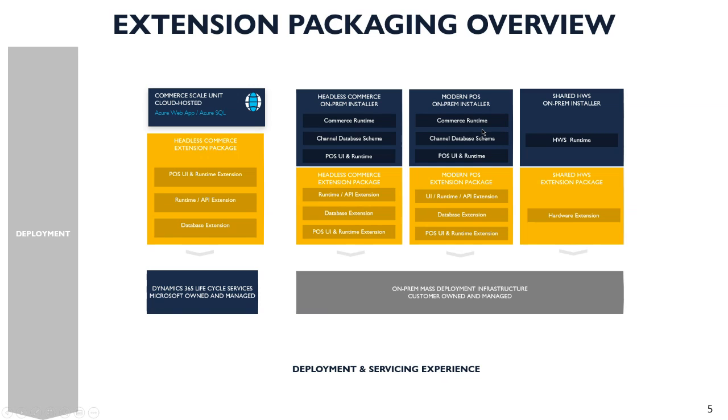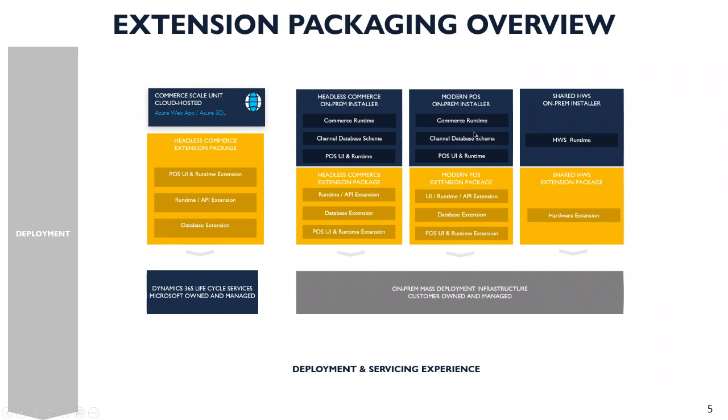So from on-prem, there are three main packages. One is the cloud scale unit self-hosted, we call it, where instead of cloud, you're going to install it locally. So it will contain your Commerce runtime extension, your database extension, and the API extension. The next slide will do a deep dive on all the different components, but this is the first main on-prem component where you can do a CSU self-hosted.